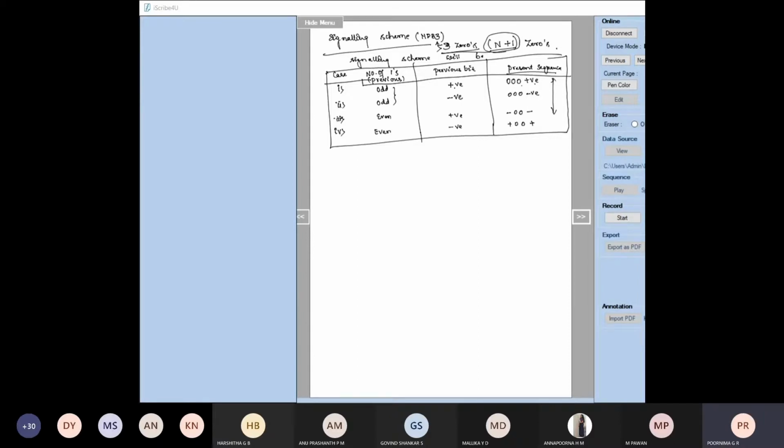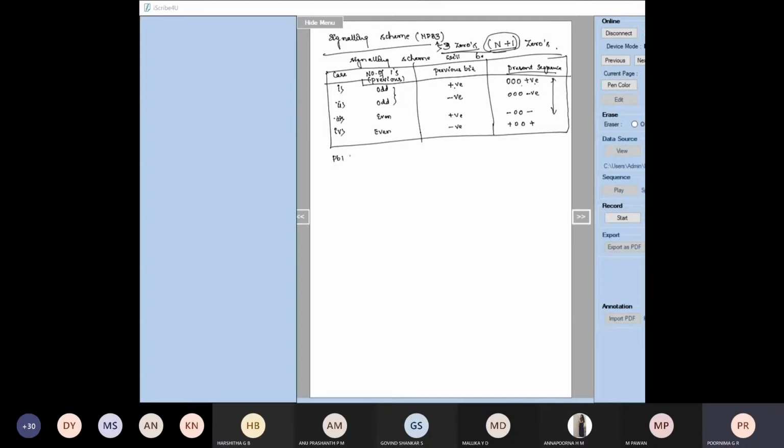These advantages of HDB3 coding over conventional AMI were asked in one of the question papers, December 2018 to January 2019, for 4 marks. So these 2 points you have to write for HDB3. Now let us go for one problem.